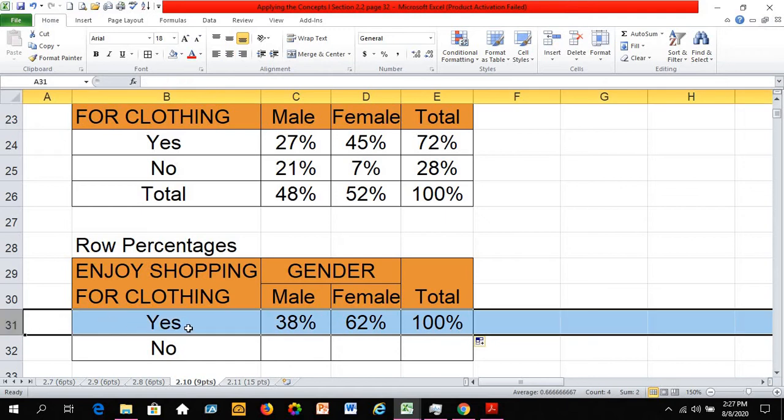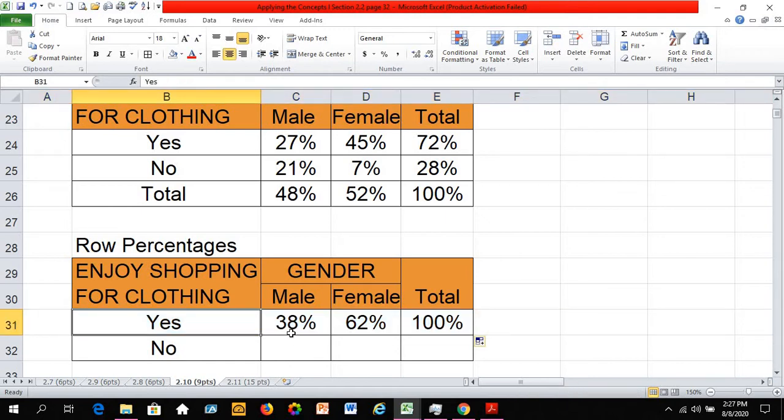The number of respondents who said yes under male, that's 38%, and for female, that's 62%. So meaning in every 100 male shoppers, 38 of them enjoy shopping for clothing. Similarly, for every 100 female shoppers, 62% of them enjoy shopping for clothing.